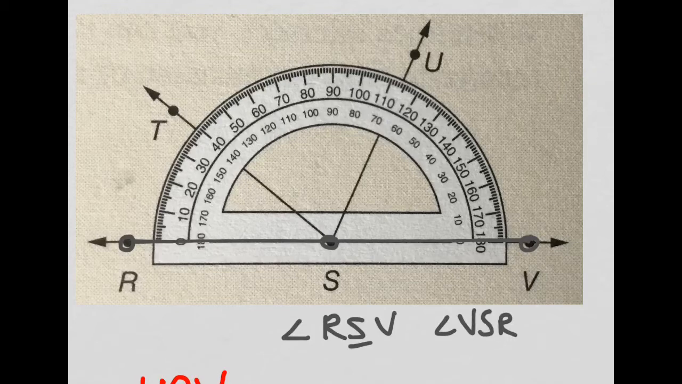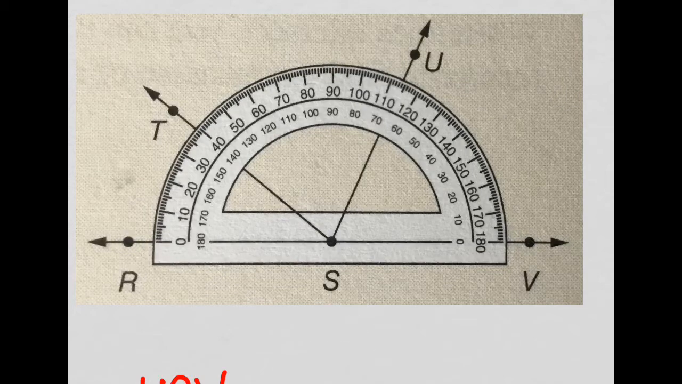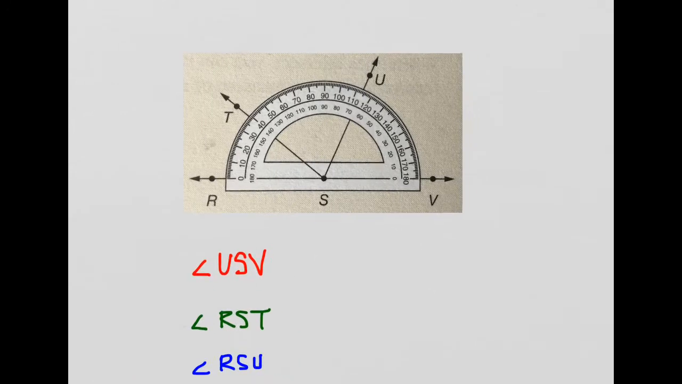So we start here at my 0, and I travel around here, and I read that it's 180 degrees. Or you could use the inner markings of numbers and travel around here and find that there are 180 degrees. Okay, let's get clear off this board a little bit.